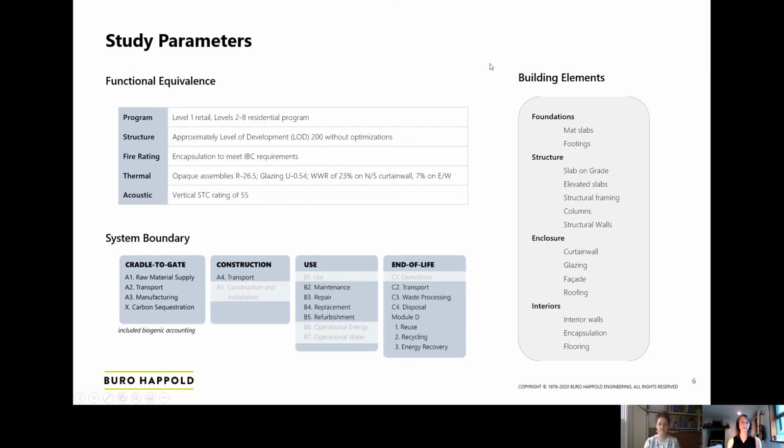Here you can see our building elements. So we included foundations and structural systems, as well as the enclosure and selective interiors. This is interior walls, encapsulation for fireproofing, and flooring layers that are needed to achieve this acoustical rating.